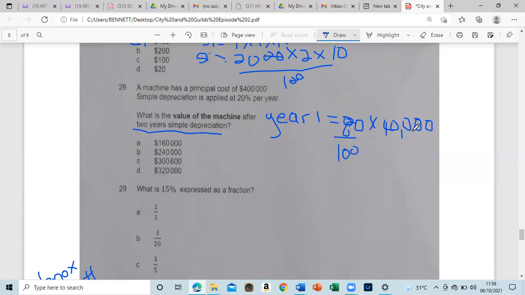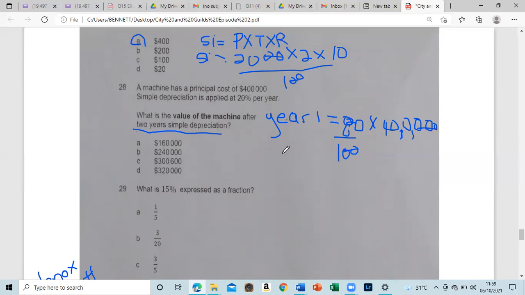So it's 400,000. We cancel this, cancel this. 8 4s are 32. So it would value 320,000 after year 1. And then in year 2, it will reduce by 20% again. I think they calculate it for the 2 years just like that. Yes, it's 320,000.